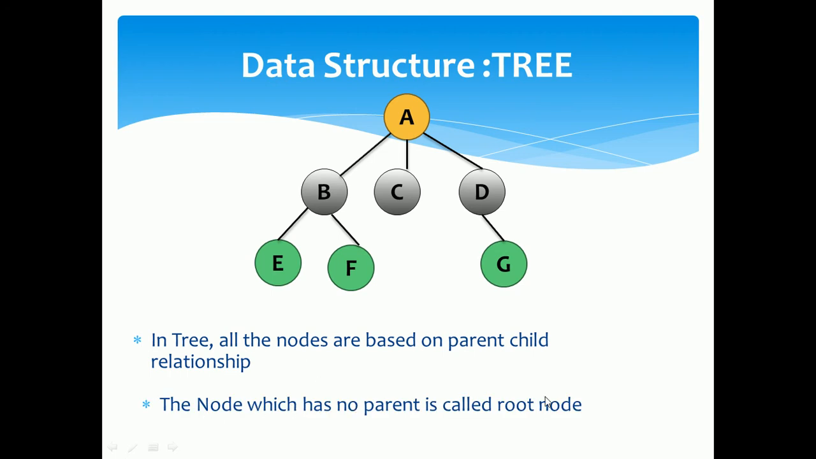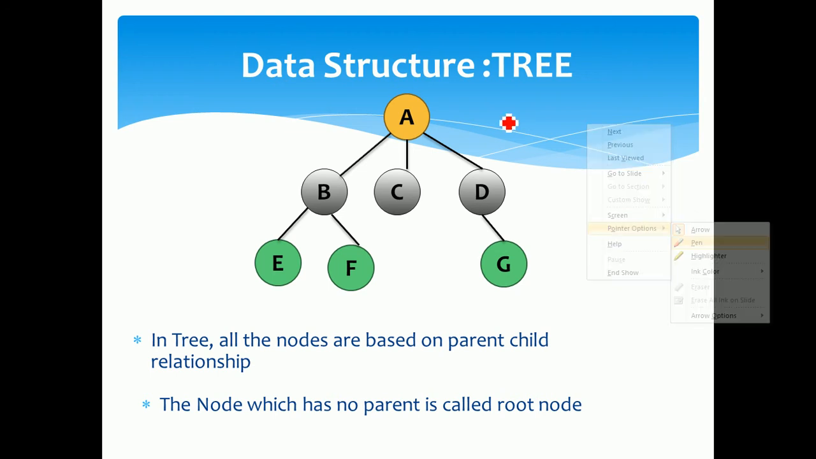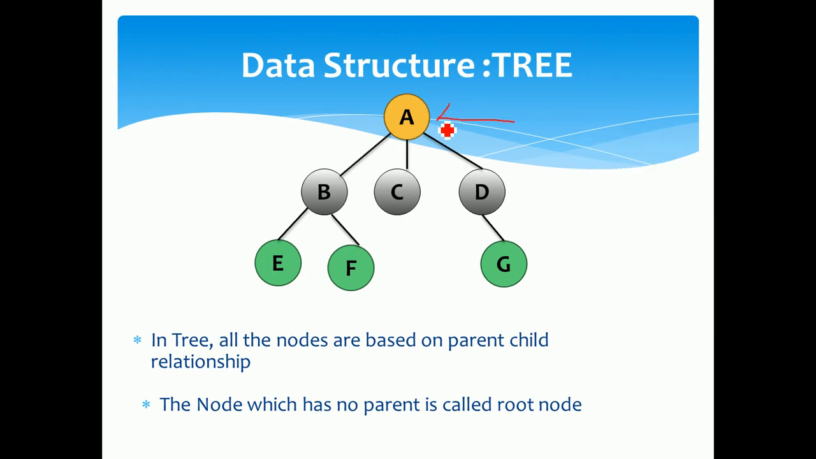The node which has no parent is called the root node. Let me show you the root node here. The topmost node in the tree is the root node, because this node A doesn't have any parent.